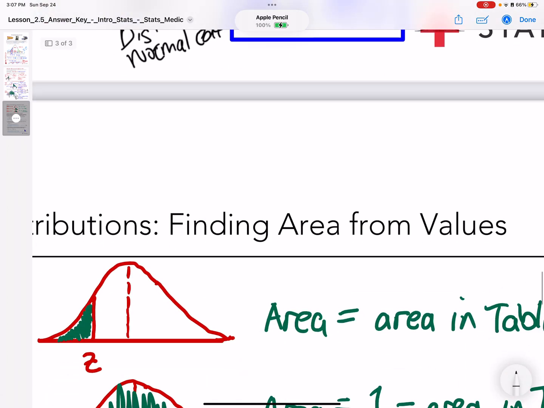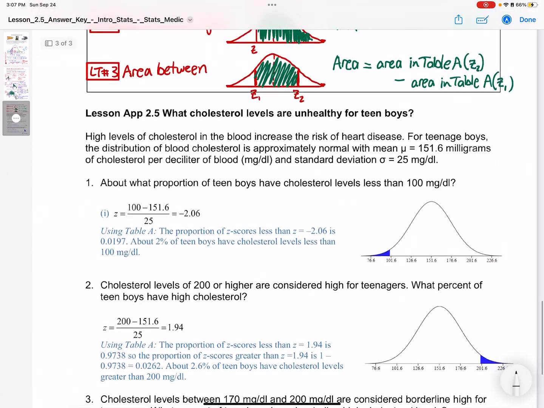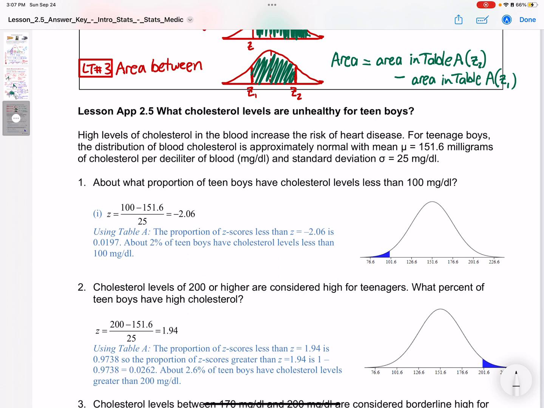Okay, so that's it for here. Let me go over the answers on this one. All of these are using table A, but I'm going to also just talk through what you would do to get there if you did this on the calculator. So using table A for this first one, if you haven't done this, go ahead and stop it and do the work so you can know how to do it.